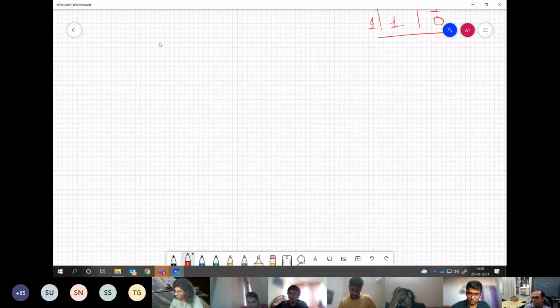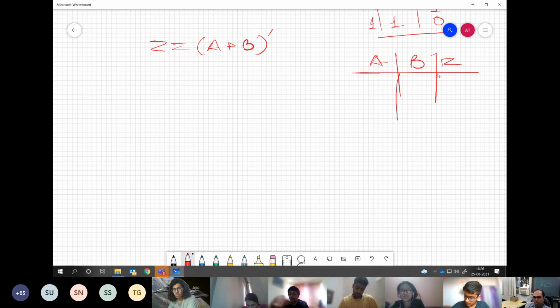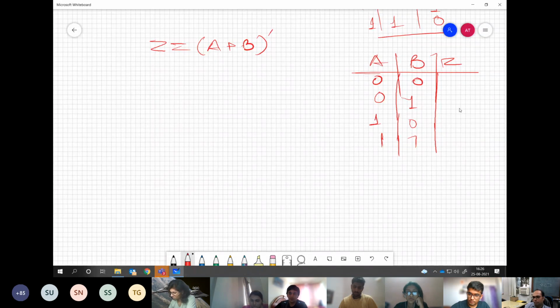Now what is a NOR gate? Let's say that the output is A plus B prime, isn't it? So if you write the truth table for A, B and Z, what would the outputs be, can you tell? One zero, zero zero? Say again. 1 0 0 0.